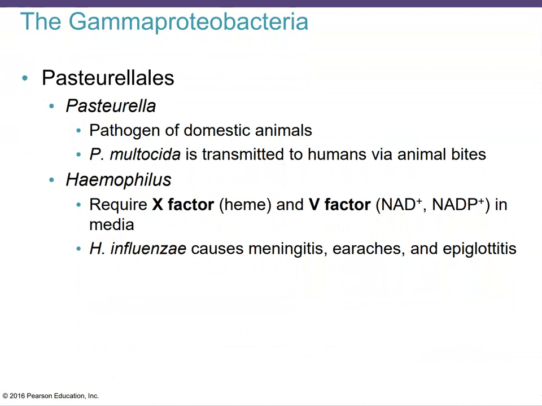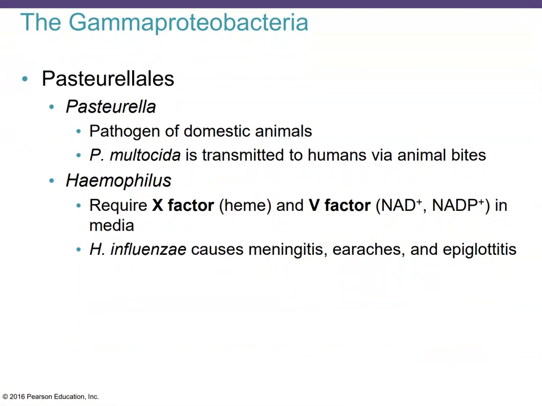And then more gamma proteobacteria here, the Pasteurella. This one is pretty important. It's a pathogen of animals typically, but we do not have it on our human pathogen groups. And then also Pasteurella multocida is transmitted via animal bites, but again you will not hear about this one again.